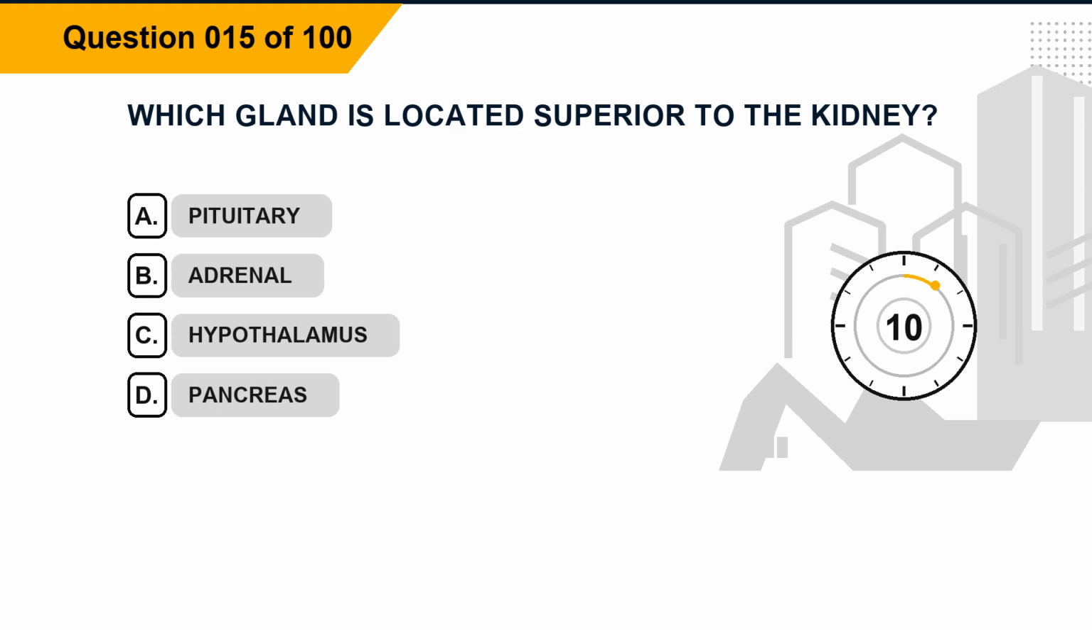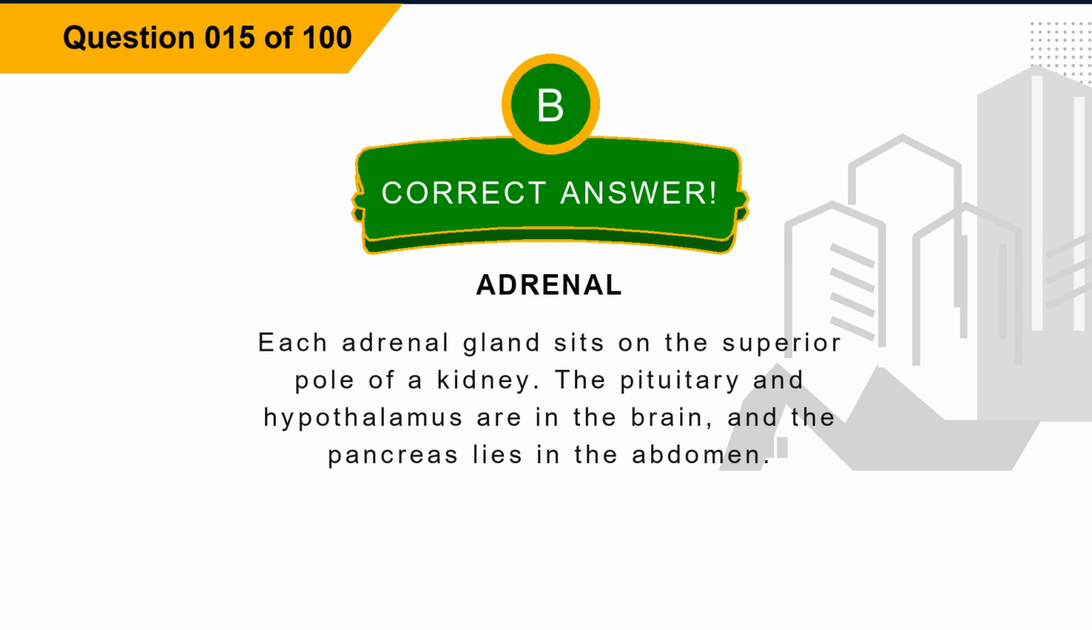Question 15. Which gland is located superior to the kidney? Option A, pituitary. Option B, adrenal. Option C, hypothalamus. Option D, pancreas. The correct answer is option B, adrenal.